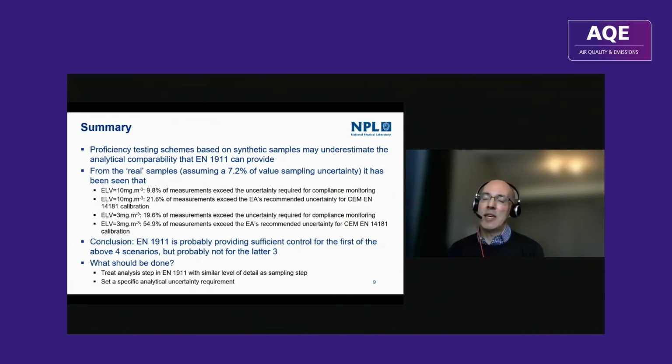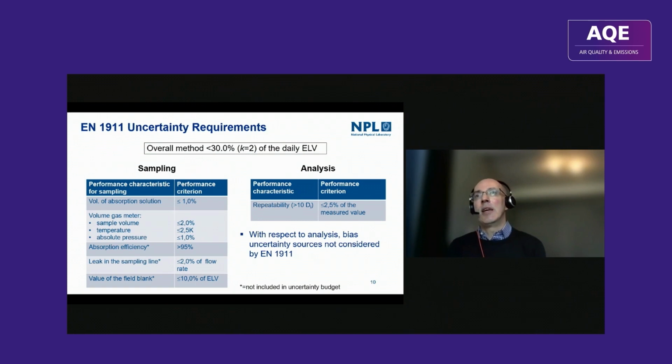So in terms of the control that 1911 is giving us, probably we're okay with that first scenario, but would be less okay with the latter three scenarios. So what can we do about that? If you look in 1911 at the moment, then in clause 8, as I mentioned, you have the overall method uncertainty requirement of 30% of the ELV.